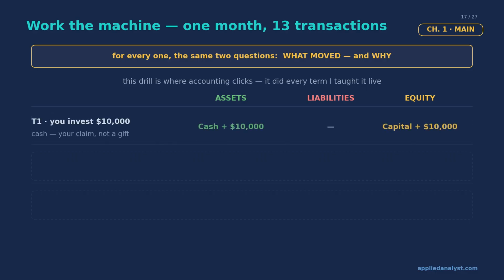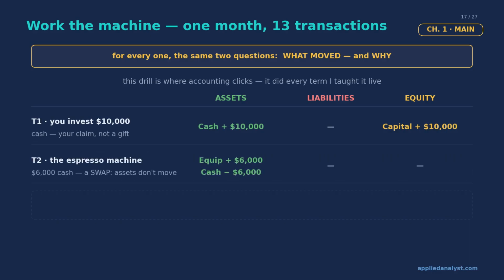Transaction 1. You invest $10,000 cash. Cash up $10,000, capital up $10,000. Because from the shop's point of view, your money isn't a gift, it's your claim. Transaction 2. You buy the espresso machine, $6,000 cash. Cash down $6,000, equipment up $6,000. Notice, the shop is not poorer. One asset traded for another, that's a swap, and total assets don't move.